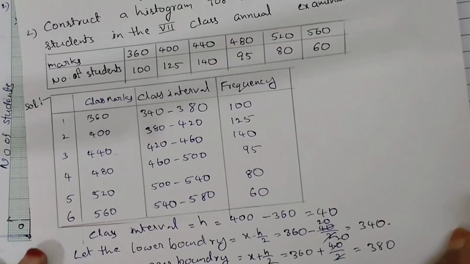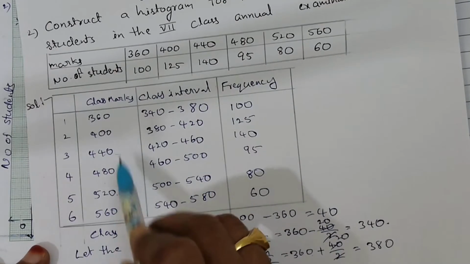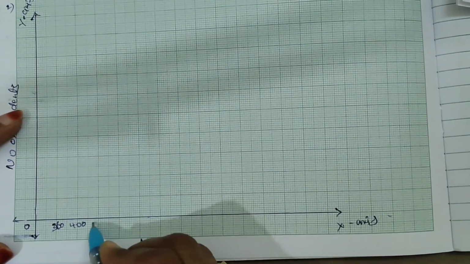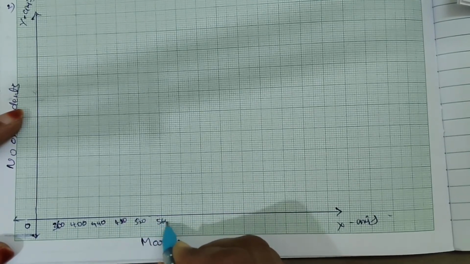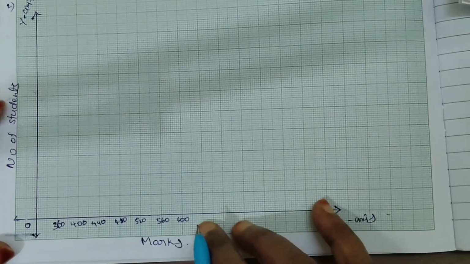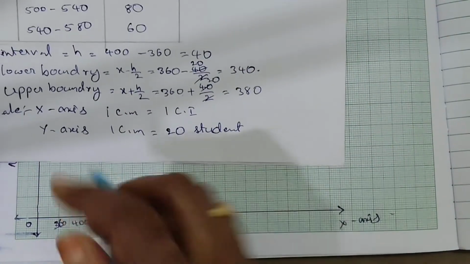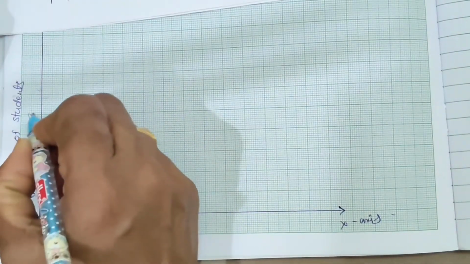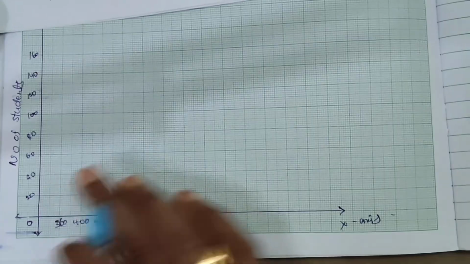Now we write the class marks on the x-axis: 360, 400, 440, 480, 520, 560, 600. Next, the y-axis scale: already we wrote 1 centimeter equal to 20 students, so we write 20, 40, 60, 80, 100, 120, 140, 160.